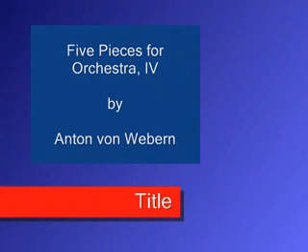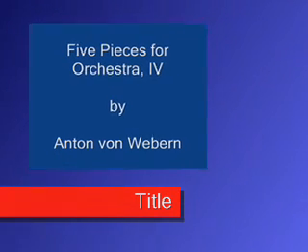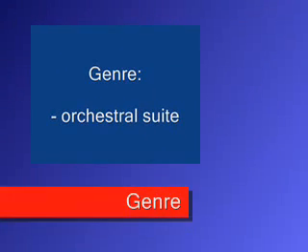Five Pieces for Orchestra, Fourth Movement by Anton von Webern. Do take a careful look at this title. Indeed, it reveals its genre. This is one of five pieces written for orchestra, therefore this is an orchestral suite.